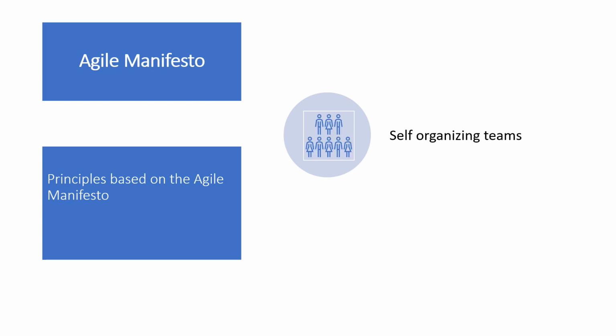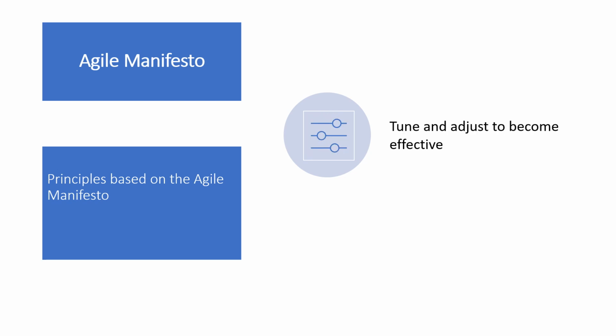The best architectures, requirements, and designs emerge from self-organizing teams. It means that skilled and motivated team members who have decision-making power take ownership, communicate regularly with other team members, and share ideas that deliver quality products and services. At regular intervals, the team reflects on how to become more effective, then tunes and adjusts its behavior accordingly.